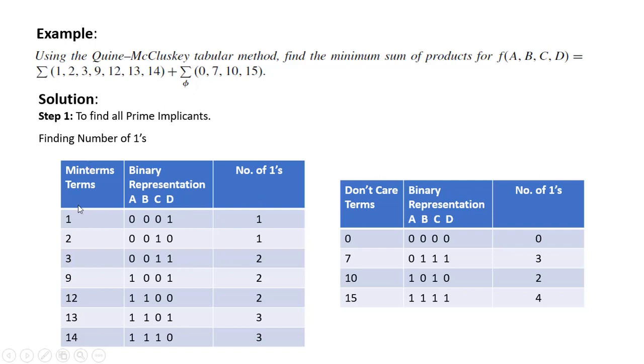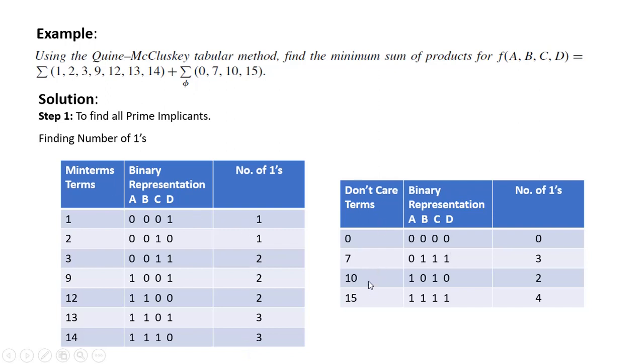So minterms are 1, 2, 3, 9, 12, 13 and 14. Their binary representation for 1 is 0, 0, 0, 1. As we are going for sum of products, 0 will represent the complemented variable, that is 0 here defines A bar, and 1 the uncomplemented variable. So for D only we represent 1, for D bar 0. So here it is 0, 0, 0, 1, number of ones is 1. Similarly 2 is 0, 0, 1, 0, the number of ones is 1 only. For 3, 0, 0, 1, 1 and the number of ones is 2. So on we have listed all the minterms.